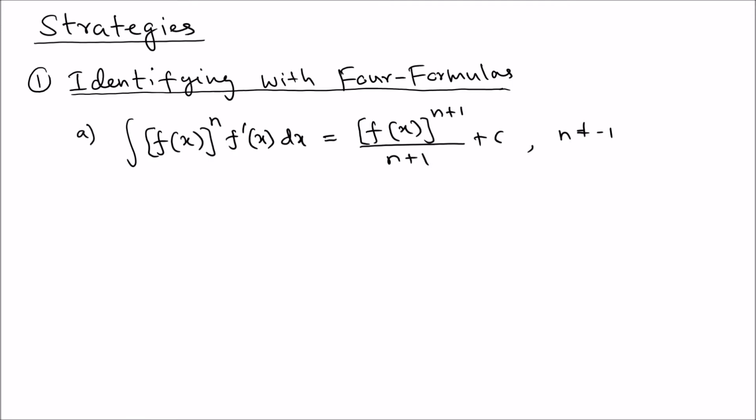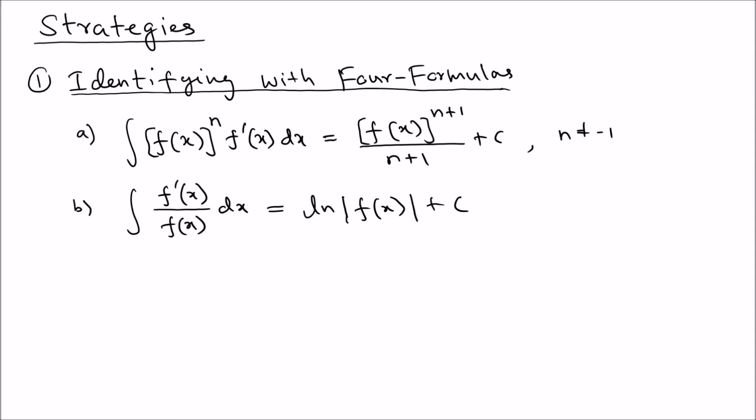First one is the general power rule. This works when we have a function to some power and its derivative, and this works when n is not equal to -1. Next, let's talk about what if n equals -1. For n equal to -1, we have this result, which is the integral of f prime x over f x dx, which is equal to natural log of the absolute value of f x plus c.